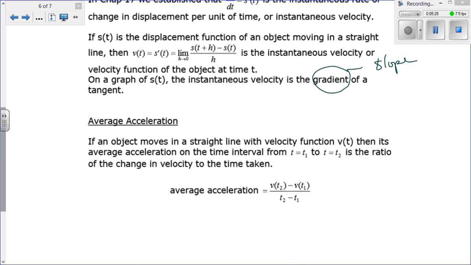The average acceleration. If an object moves in a straight line with a velocity function v of t, then its average acceleration on the time interval from t equals t1 to t equals t2 is the ratio of the change in velocity to the time taken. Again, average means we use the slope formula.